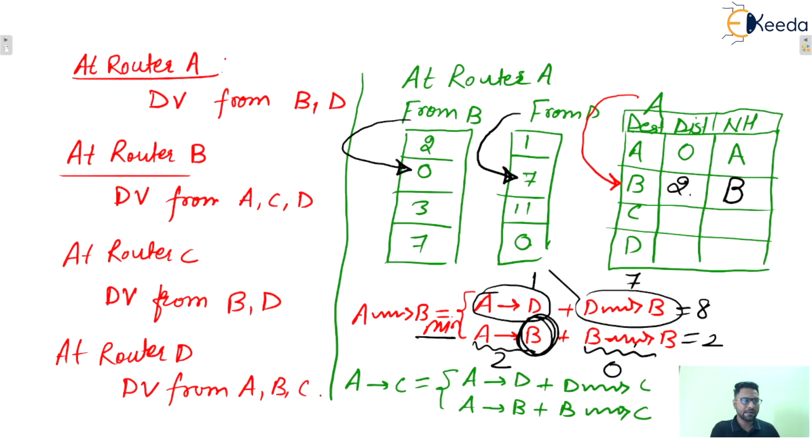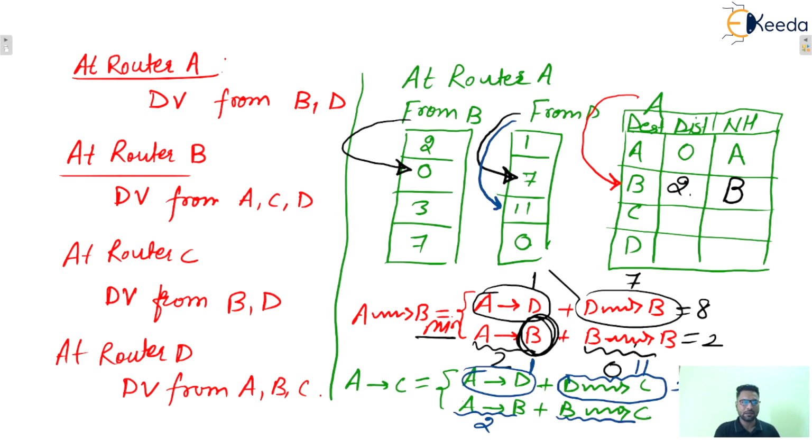A to D direct edge is there in the graph, so that distance is 1. Now the D to C distance will be known from the distance vector of D, that is 11. So this is going to be 12. And A to B direct edge is there, that distance is 2, and B to C distance will be what?